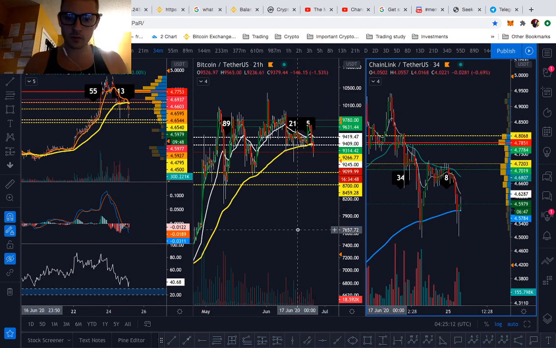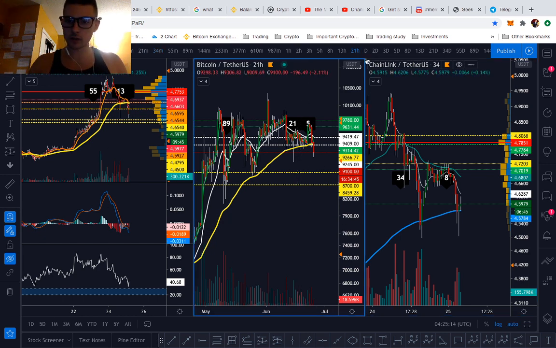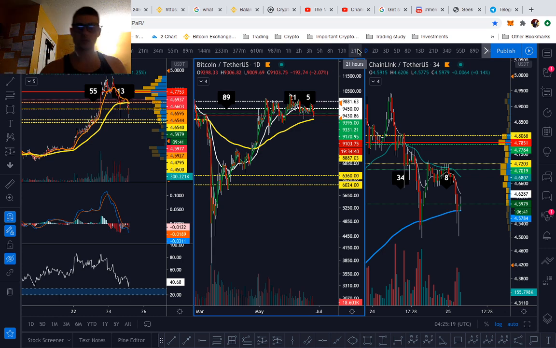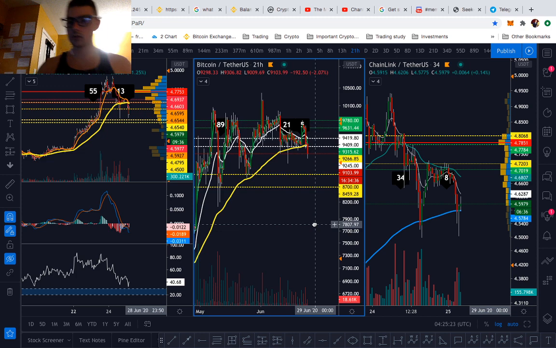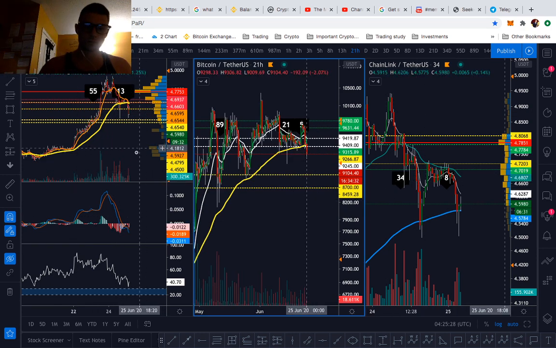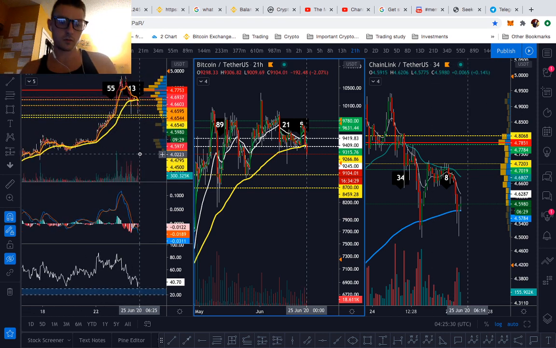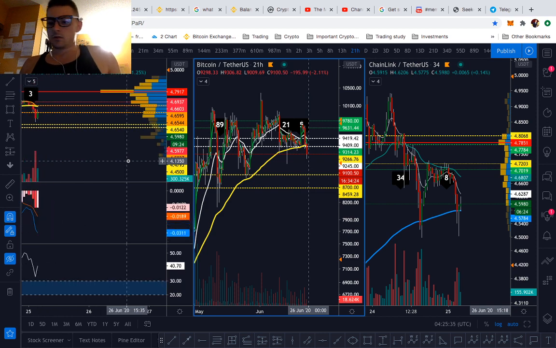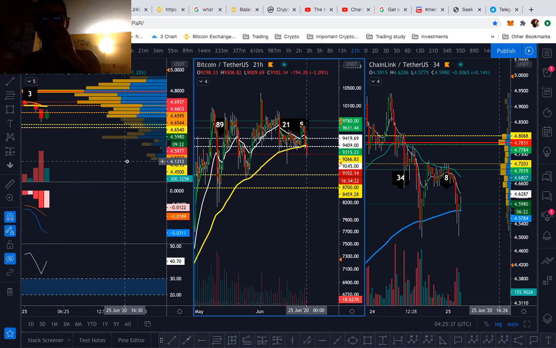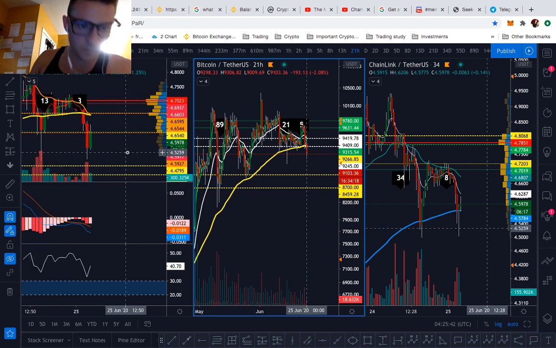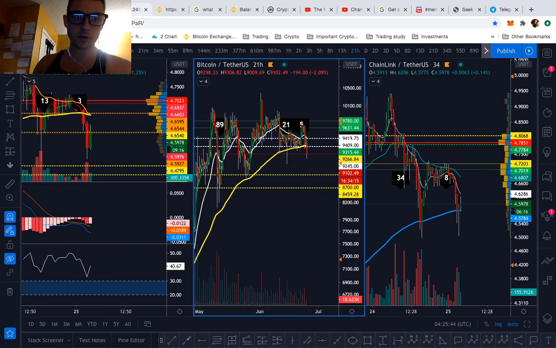There's one thing though that I was looking at on the daily, and it's the 89 moving average, which is right here, that yellow one. But it's not part of my strategy. It's just there. I'm just pointing it out. So it was a good sell so far, I think. I'm just cautious about some bear traps here.